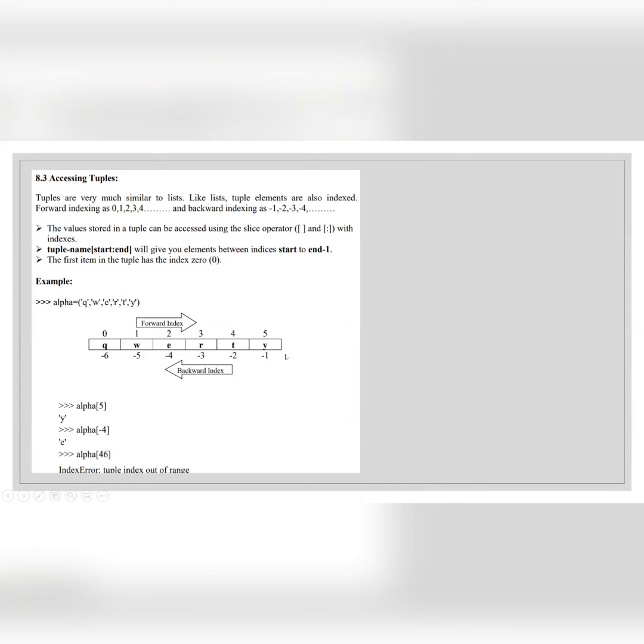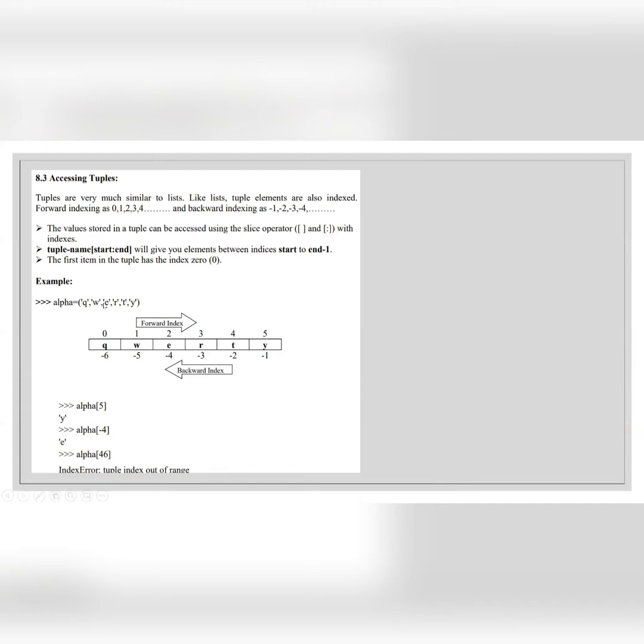For backward indexing, the last element of the tuple, see this is a tuple query, the last element is denoted as -1 and the first element has the index of 0. So this is the same which we did in lists also. And if we want to access a tuple element, it's again the same way which we did in list.